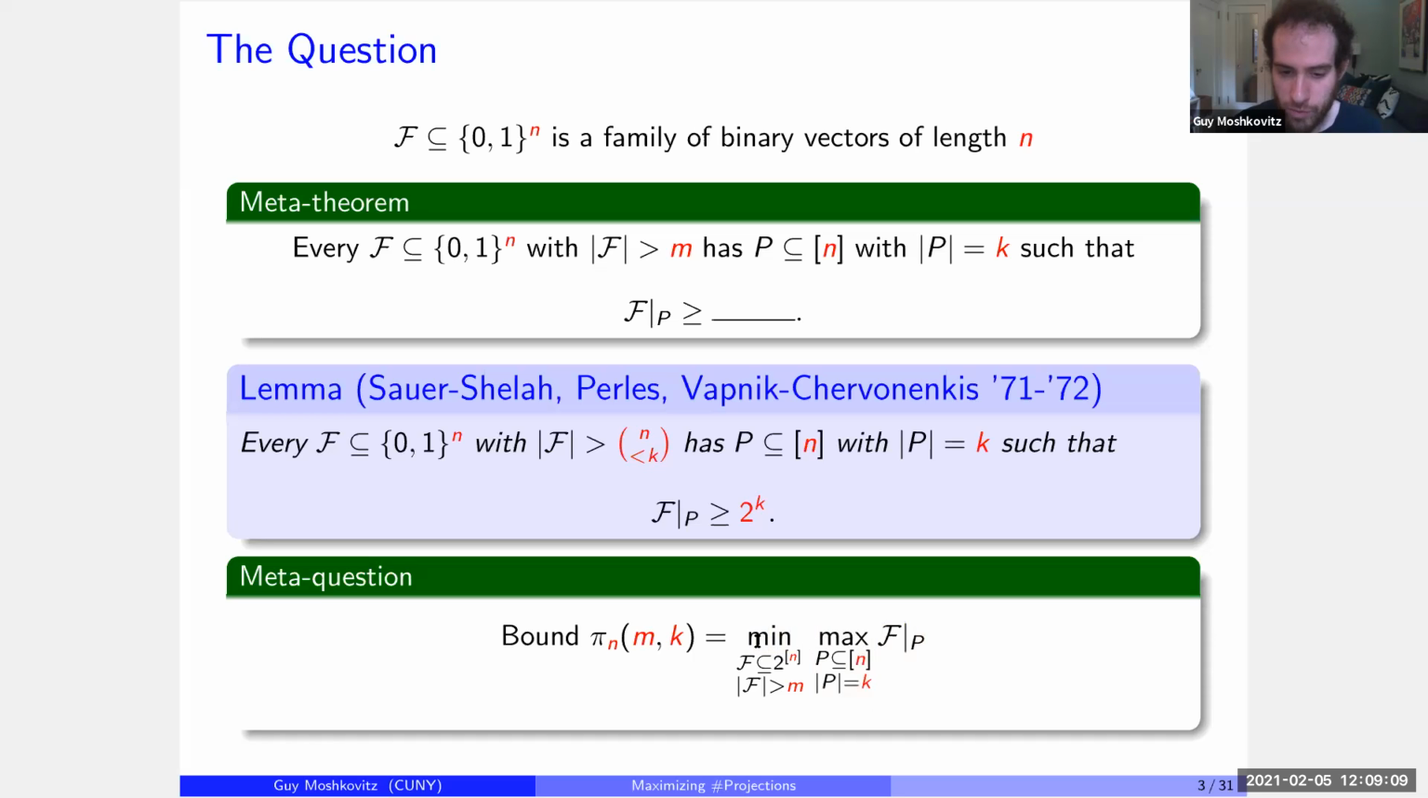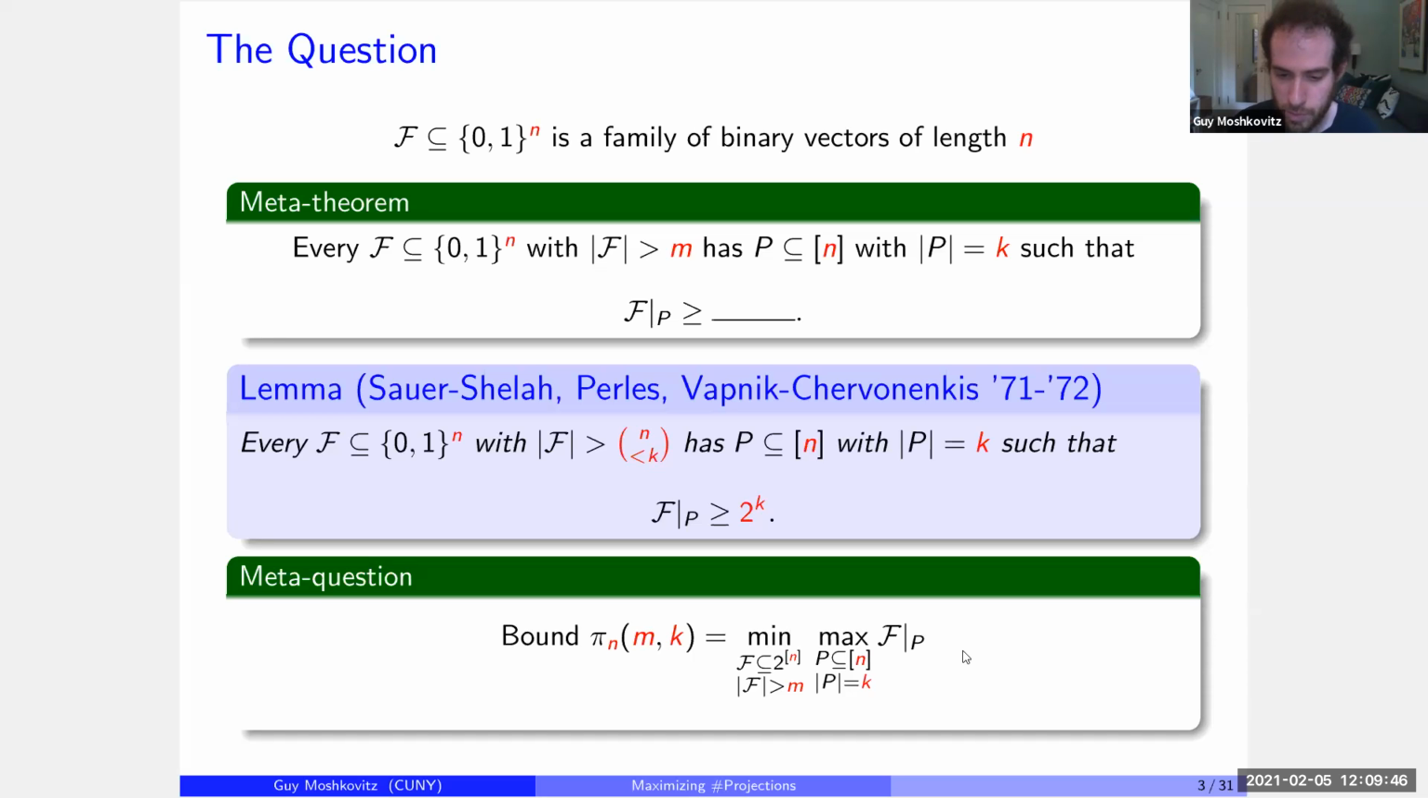And we're minimizing over all possible families with enough sets. So a lower bound of this quantity pi sub n of mk would mean what? That we are guaranteed to find, so the best choice of p, the best choice of k coordinates, gives you at least that many projections. You are guaranteed, no matter the family, okay? As long as your family is large enough, the best choice of p, best choice of k coordinates would give you this many projections. That's a lower bound.